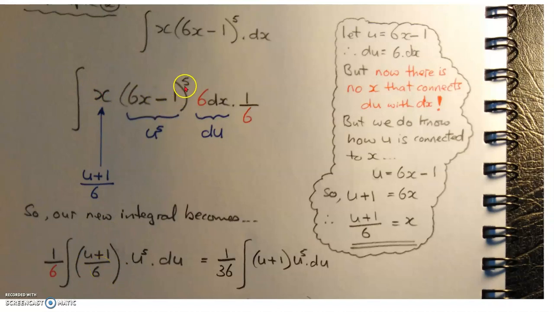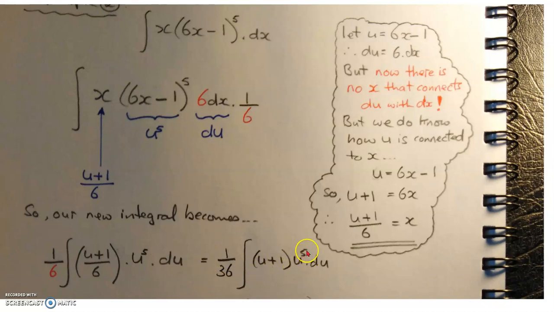And this bracket to the power 5 can be rewritten as u to the power 5. And of course, the 6 dx is du. Now we can tidy it up. Again, make the integrand as simple as possible before you start integrating. This 6, which is dividing, can be multiplied outside the integral sign to give us 1 over 36. And look how nice and simple this now looks.